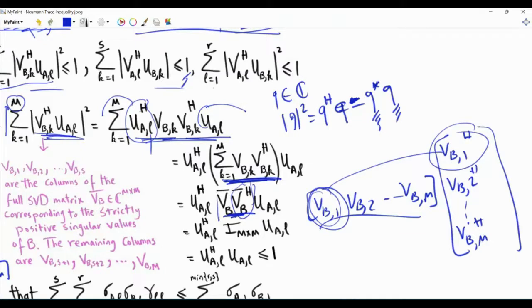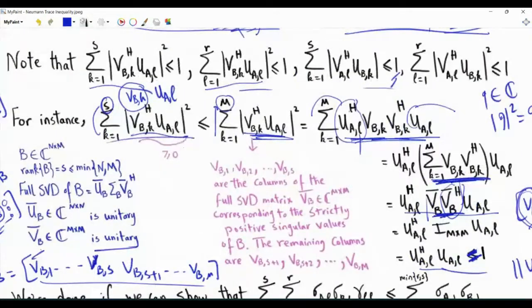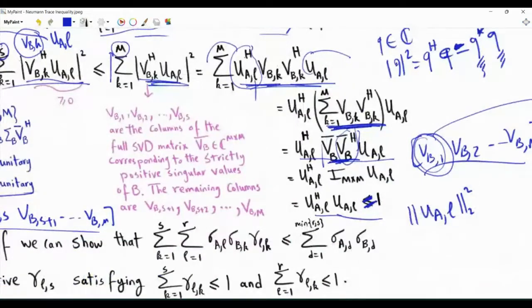So this product here is identity of size m by m, and so the product here is just U_A_l Hermitian U_A_l, which is the L2 norm squared of this column vector U_A_l, and that's the lth vector in matrix U_A. And as I said at the beginning, the columns of this matrix are normalized so that they have unity L2 norms. And so this thing here is equal to 1, which means that this summation that we started with is less than or equal to 1.